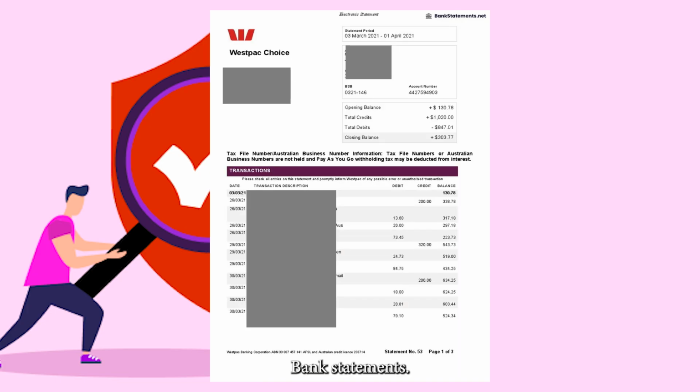Bank Statements. Check any recent Westpac bank statement. BSB and account number are usually displayed at the top.